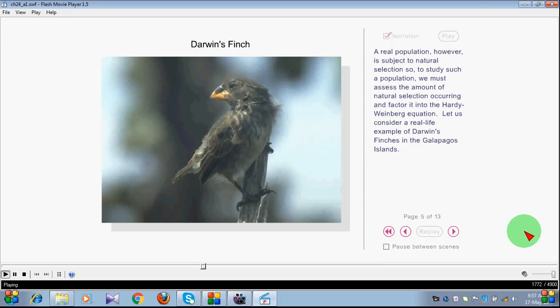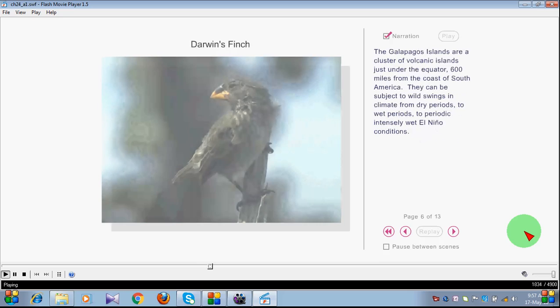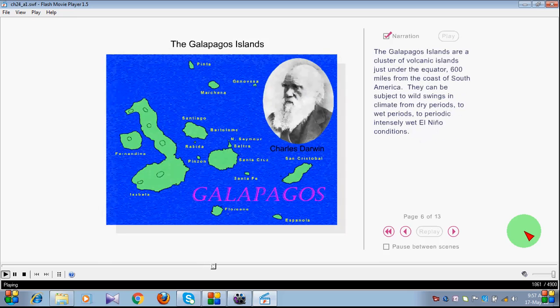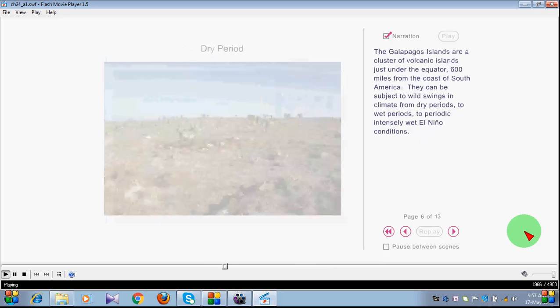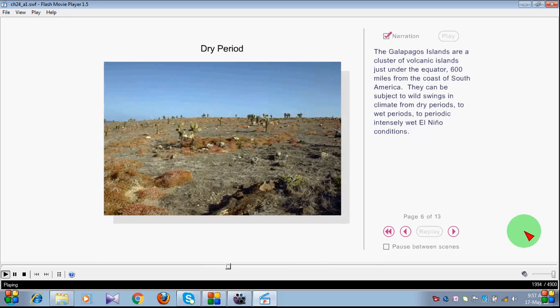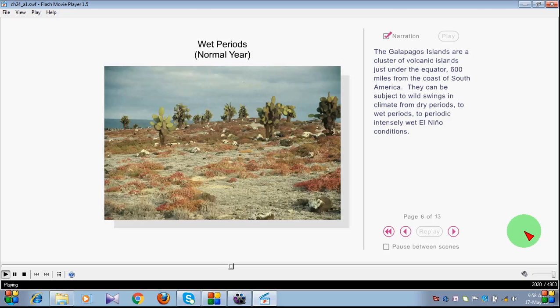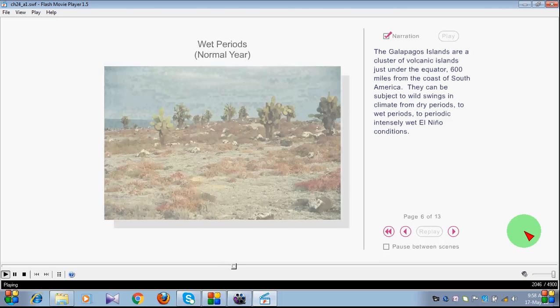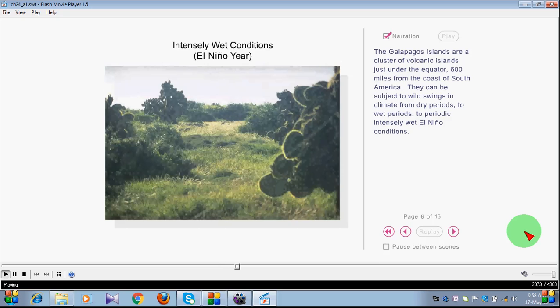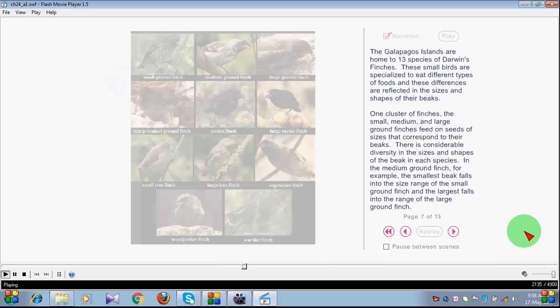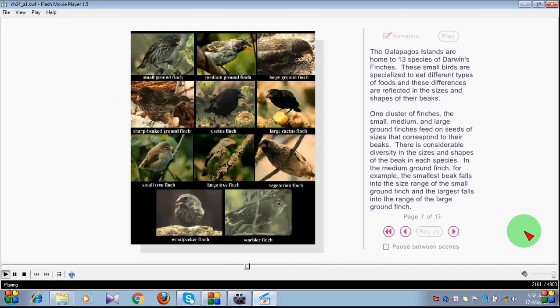Let us consider a real-life example of Darwin's finches in the Galapagos Islands. The Galapagos Islands are a cluster of volcanic islands just under the equator, 600 miles from the coast of South America. They can be subject to wild swings in climate, from dry periods to wet periods, to periodic intensely wet El Niño conditions. The Galapagos Islands are home to 13 species of Darwin's finches.